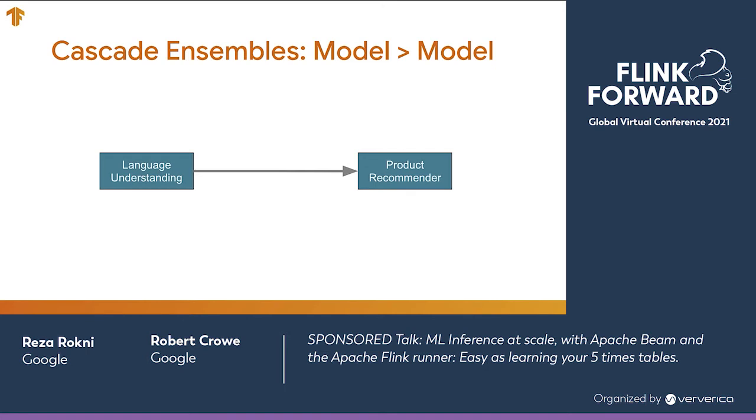So since we do have more than one model that we're working with, let's take a look at some of the other ways that you can work with multiple models. One way that's very powerful is called a Cascade Ensemble, where we're feeding the result from one model into another model as its input. So for example, what we're showing here, where we have a language understanding model, that can be a fairly generic model. And it's the results from that, what it understands of the language, that is used in a product recommender, which is very specific to your particular business. So this is called a Cascade Ensemble.